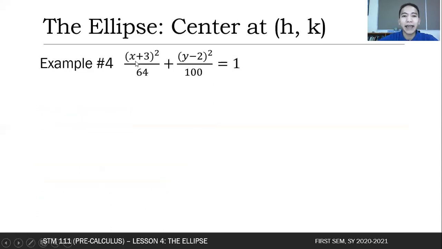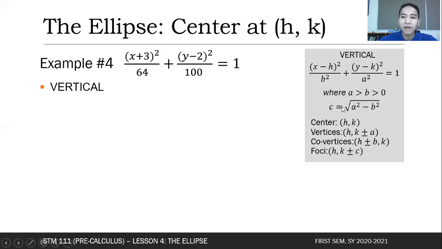Example number 4, (x plus 3) squared over 64 plus the quantity (y minus 2) squared over 100 is equal to 1. So yung mas malaking denominator dito ay 100 at nasa baba siya ng y, ibig sabihin ito ay isang vertical ellipse. Well, vertical, ito yung gagamitin natin ng mga formulas. Yan. 100 is our a squared, which gives us a to the 10. 64 is our b squared, which gives us b to the 8. And using this formula, c will be equal to 6.